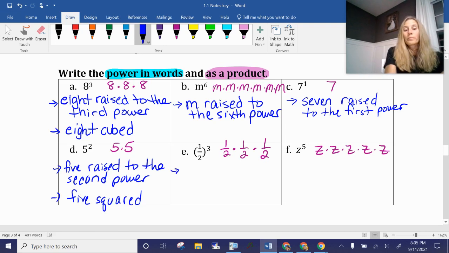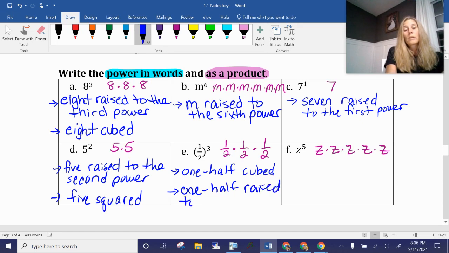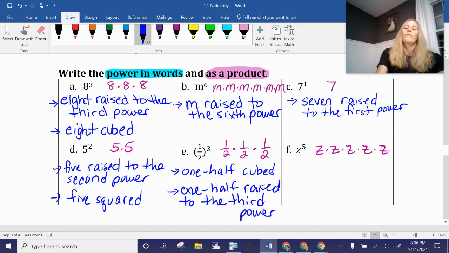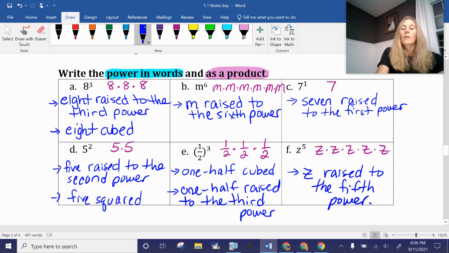So E here, you would say 1/2 cubed if you'd like. It's a little bit shorter. Or you can say 1/2 raised to the third power. And then finally, the last one here, this variable one is just Z raised to the fifth power.